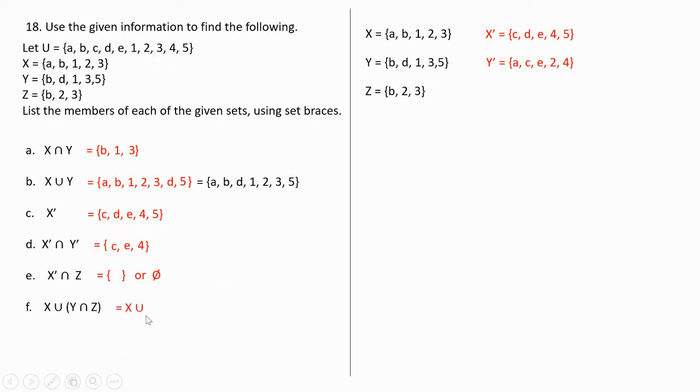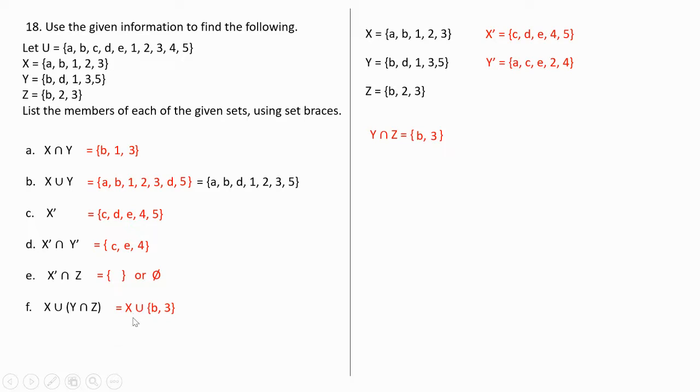right? So it's going to be X union. Let's go to Y intersect Z. It's here on the right, right? So between Y and Z, what do they have in common? So they have in common a B, right? How about a D? No. How about a 1? No. How about a 3? Yes, they have in common a 3. How about a 5? No. So Y and Z is B, 3. So let's put it there.